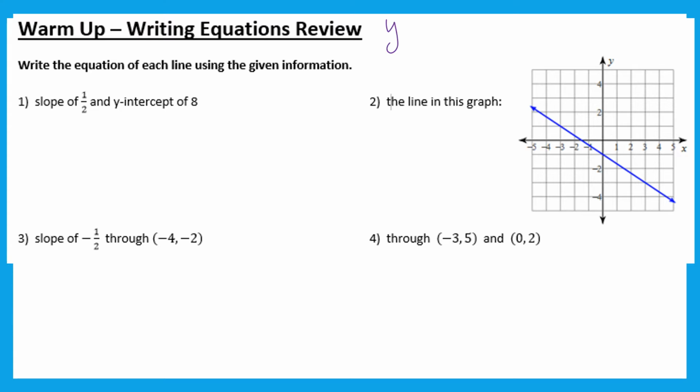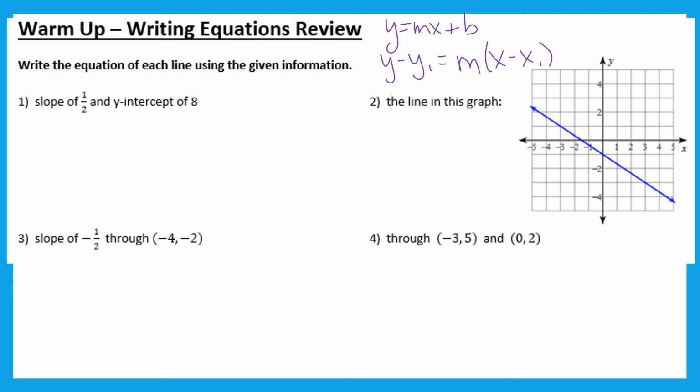So remember that I can be given different pieces of information, and if you remember, some of them we wrote in the form of y equals mx plus b, while others we wrote in point slope form, which is y minus y1 equals m times x minus x1. Okay, so we're going to use those two different equations here on these four types of problems and write the equation for that line.